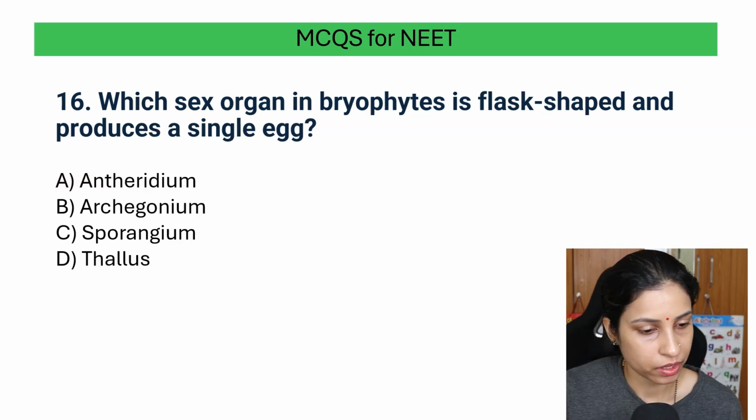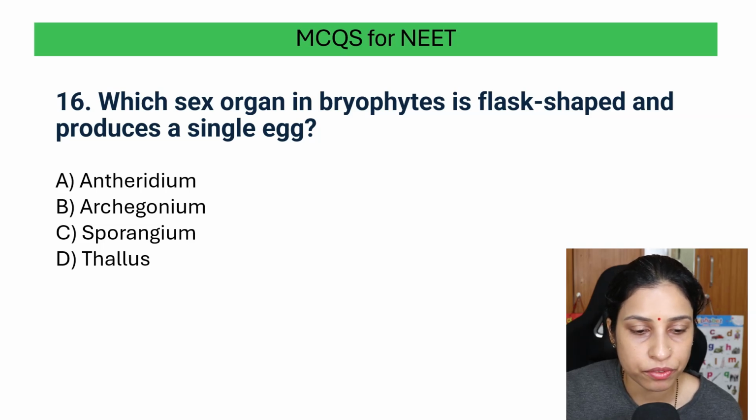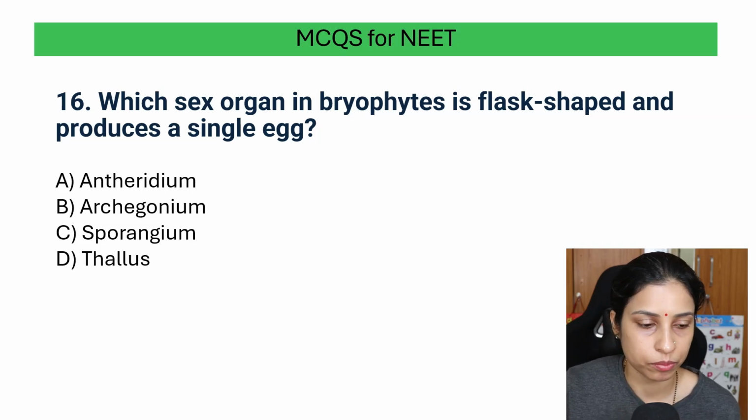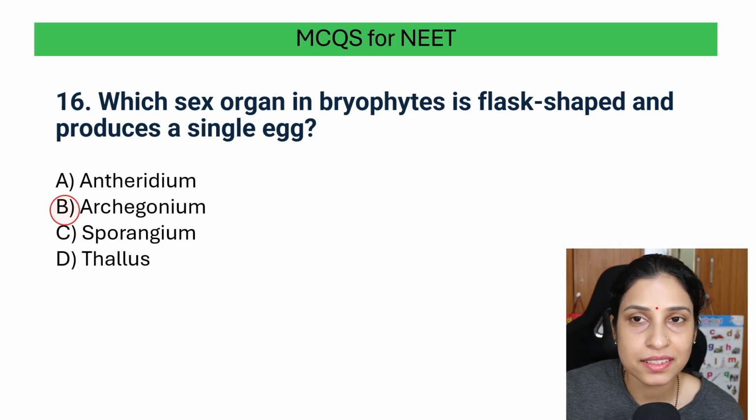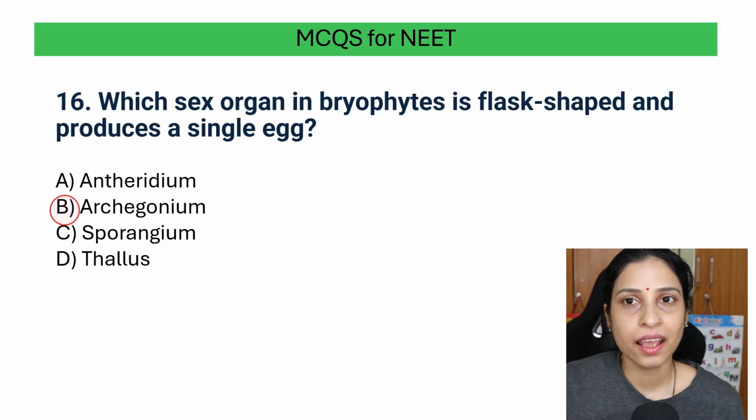Okay. The next question is, which sex organ in bryophytes is flask shaped and produces a single egg? Which one? Flask shaped and egg. Egg means it's a female reproductive structure, right? Antheridium, archegonium, sporangium, thallus. The answer is archegonium. Archegonium is the right answer.